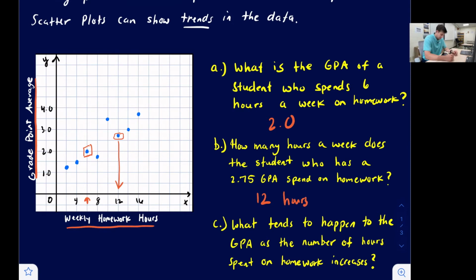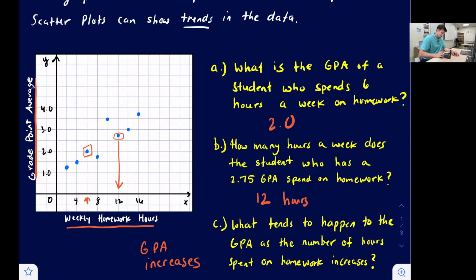Okay. And lastly, what tends to happen to the GPA as the number of hours spent on homework increases? So kind of what we talked about at the beginning, what's the pattern, right? As x increases, what happens to y? And we would say it also increases. So what tends to happen to the GPA? We would say the GPA tends to increase. Okay, the GPA increases as the homework increases.